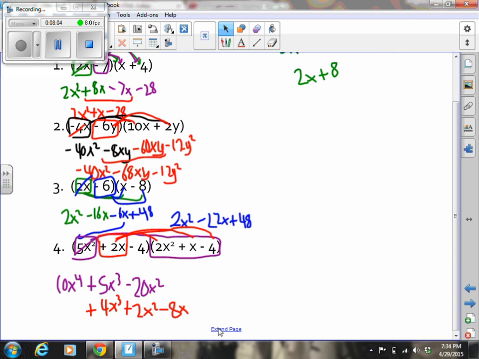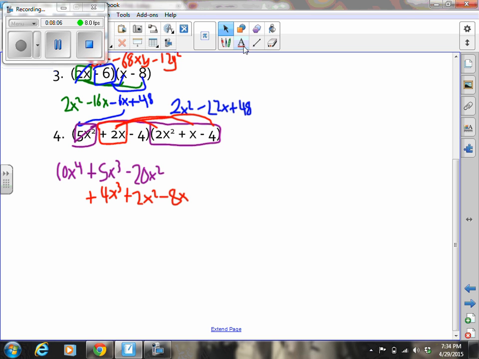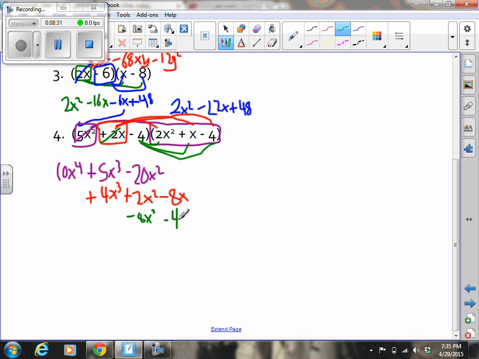All right, I've got one more term to distribute, and then I'm almost done. Distribute my negative 4. I'm going to line up my terms as I go. Negative 4 times 2x squared would give me negative 8x squared. Negative 4 times x would give me negative 4x. And negative 4 times negative 4 gives me positive 16.